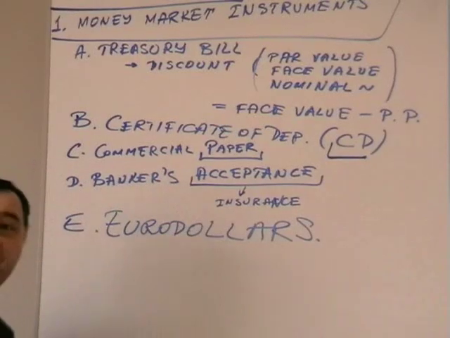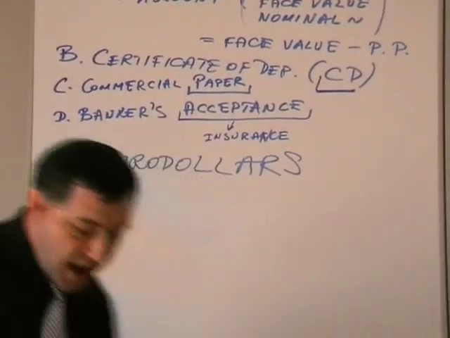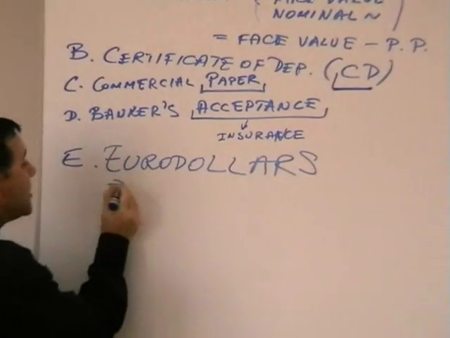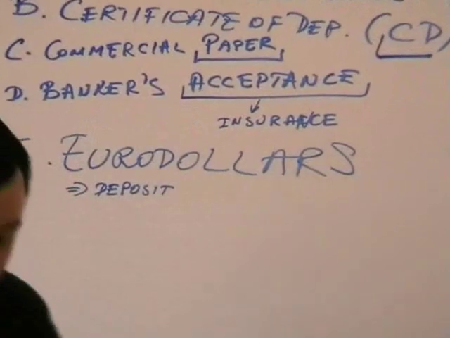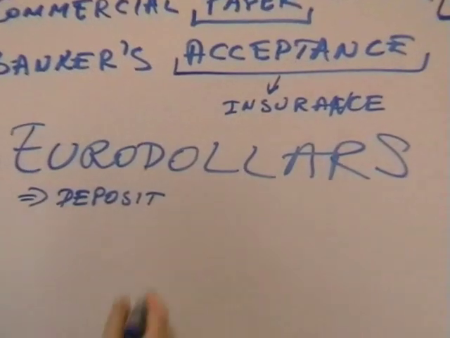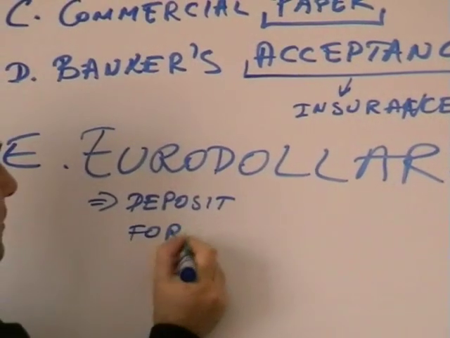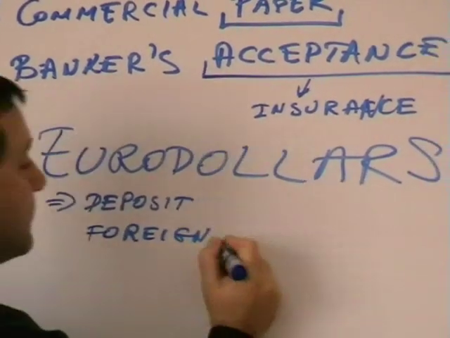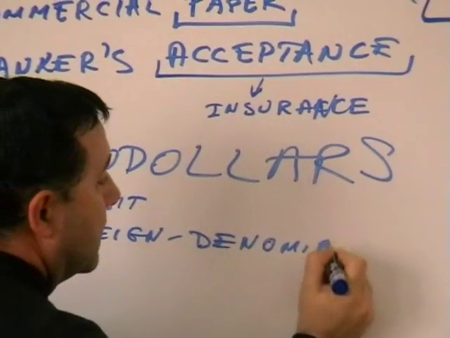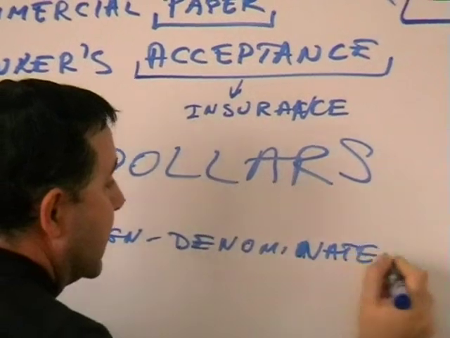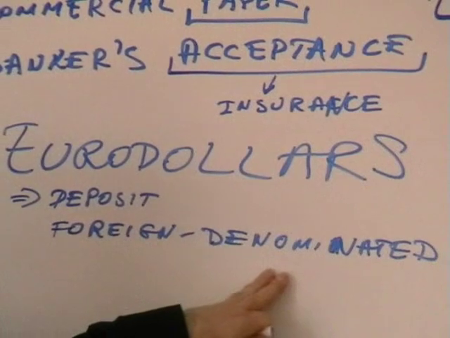All right, we continue with another lecture today. Eurodollars, which is a deposit. This is the key. It is a deposit at a foreign bank, so we call it a foreign denominated deposit.